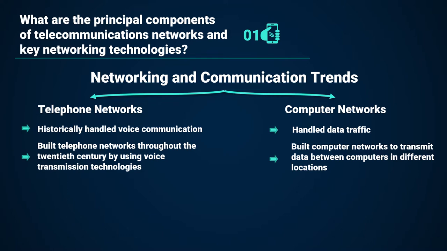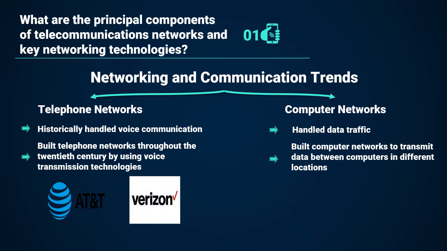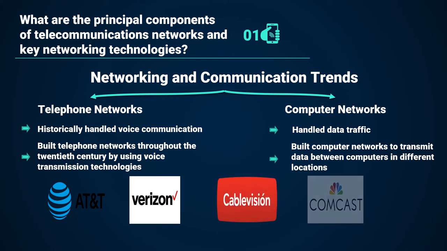Computer companies originally built computer networks to transmit data between computers in different locations. Thanks to continuing telecommunications deregulation and information technology innovation, telephone and computer networks are converging into a single digital network using shared internet-based standards and technology. Telecommunications providers today, such as AT&T and Verizon, offer data transmission, internet access, mobile phone service, and television programming, as well as voice service. Cable companies such as Cablevision and Comcast offer voice service and internet access. Computer networks have expanded to include internet, telephone, and video service.